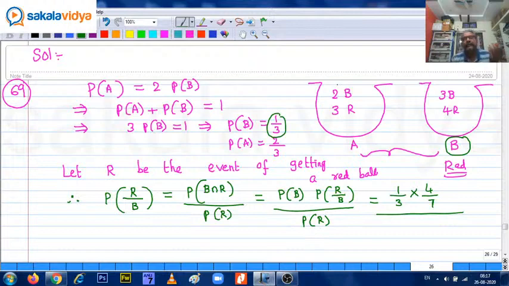Red ball may be selected from the first box or the second box. So the probability of selecting bag A, P of A is 2 by 3, and red ball from this one is 3 upon 5, plus it may be from this one also, 1 by 3 times 4 upon 7. Generally this is Bayes theorem. We need not remember Bayes theorem also; simply with the help of this concept we can find it.